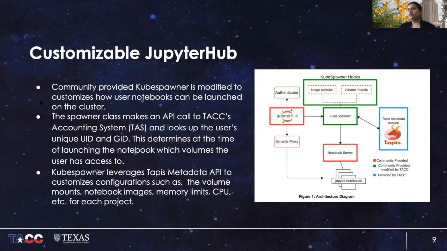The community provided KubeSpawner is modified to customize how the user notebooks can be launched on the cluster. The spawner class makes an API call to TACC's accounting system and looks up the user's unique ID, UID, and GID. This determines at the time of launching the notebook which volumes the user has access to. KubeSpawner, as you see, also uses the Tapis metadata service in order to customize the configurations for volume mounts, notebook images, memory limits, CPU, etc. for each project.